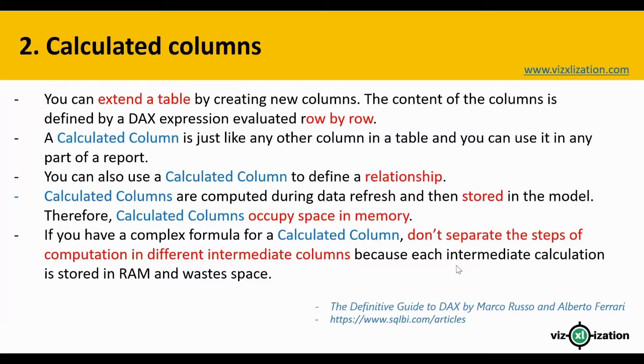Really important as well. The next point, calculated columns are computed during data refresh and then stored in the model. Therefore, calculated columns occupy space in memory. So we have to be really careful about this, because we don't want to make the model slow, right? So if we have to choose between a calculated column and a measure, we have to select a measure because measures don't occupy space in memory.